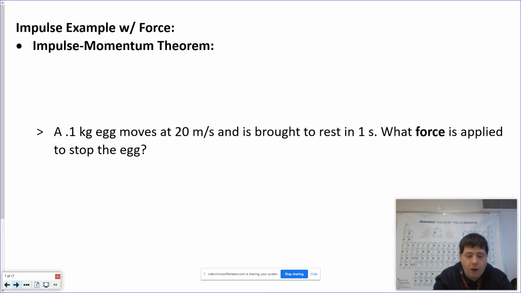So let's take a look here at what we like to call the impulse momentum theorem. Now, this equation is kind of on your reference table.